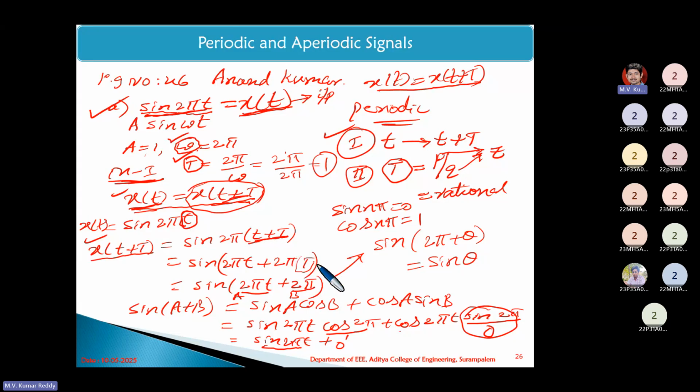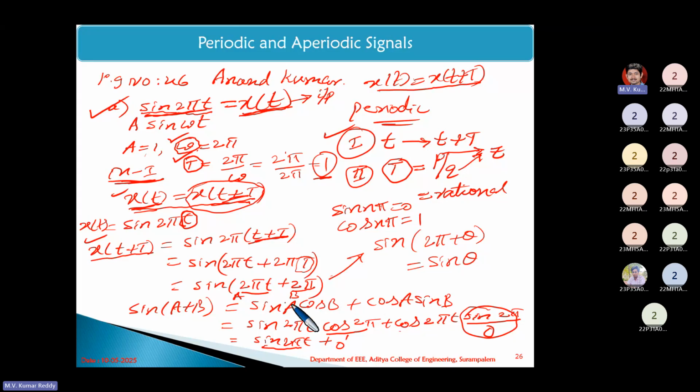What is the value of capital T? We already know, it is 1. Substitute that value, so 2 pi. Generally we already know the result for 2 pi plus theta, but every time you have to apply the formula. What is the formula? Sin A plus B, where this term is A and this term is B: sin A plus B equals sin A cos B plus cos A sin B. Now sin A is sin 2 pi t, and cos B is cos 2 pi.